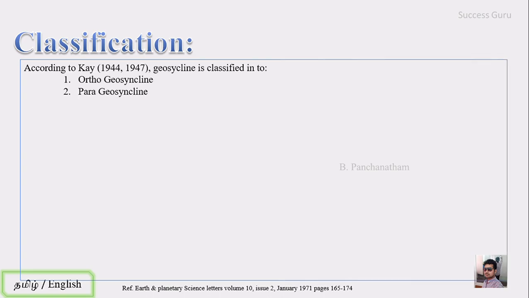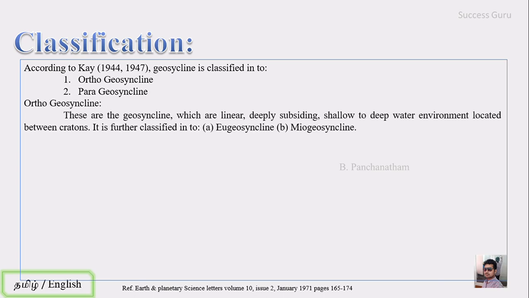The one is that of Kay in 1944, 1947. According to him, geosyncline can be classified into two, that is orthogeosyncline and parageosyncline. The orthogeosyncline are those geosynclines which are linear, deeply subsiding, shallow to deep water environment located between the cratons. It is further classified into eugeosyncline and miogeosyncline. So according to him, the new concept what we call a mobile belt is considered to be a geosyncline, that is in between two cratons, right?